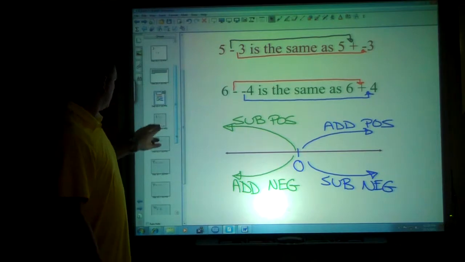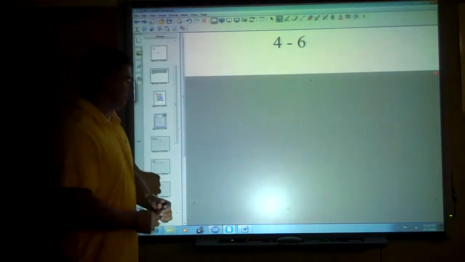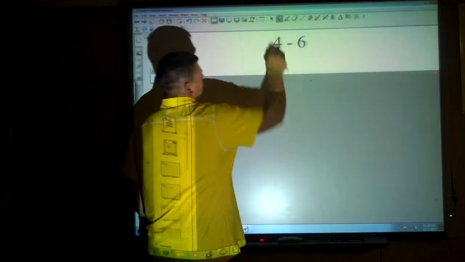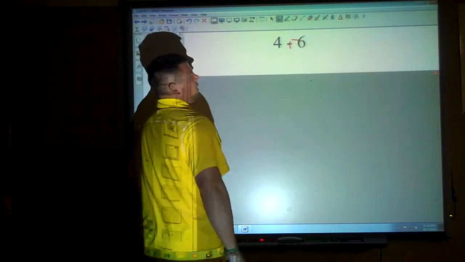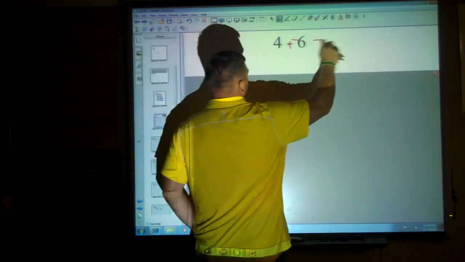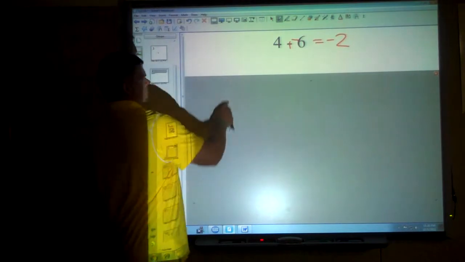Be careful of it. Alright, let's try some out. We're just going to get ourselves in the habit of changing it to plus the opposite. So if you saw 4 minus 6, you would change that to plus the opposite. And 4 plus negative 6 would then be negative 2, because you have 2 more negatives than you do positives.